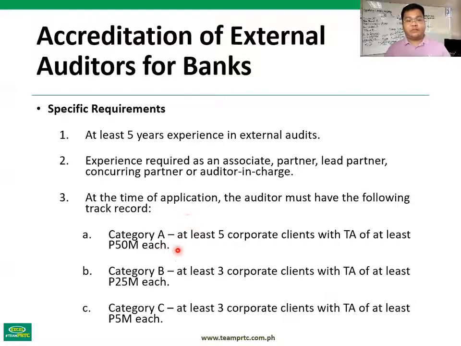And then finally, at the time of the application, the applicant must have the following track record. So if you're applying for auditor of category A, the auditor must have at least 5 corporate clients with total asset of at least 50 million pesos each. If you're applying for accreditation of category B clients, you must have at least 3 corporate clients with a total asset of at least 25 million each. And letter C, if you want to be an auditor of category C entities, you must have at least 3 corporate clients with total asset of at least 5 million each.